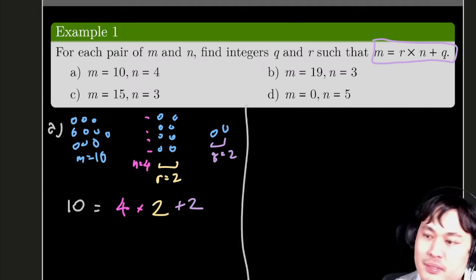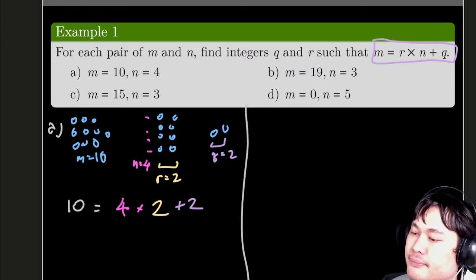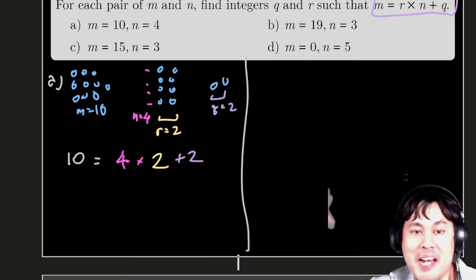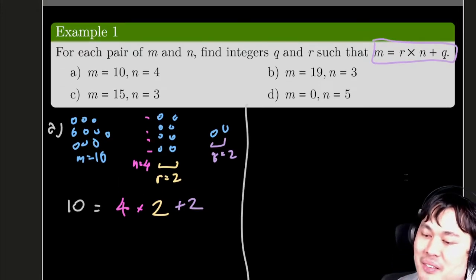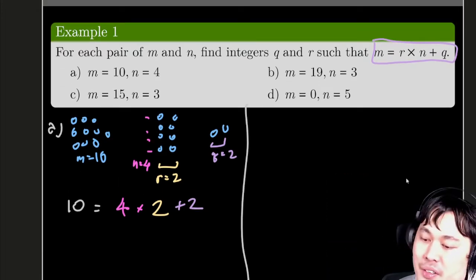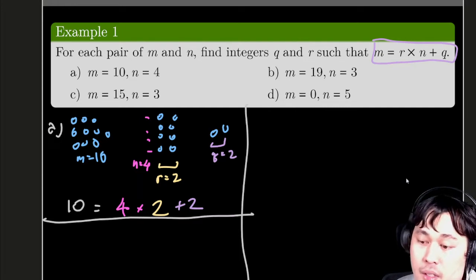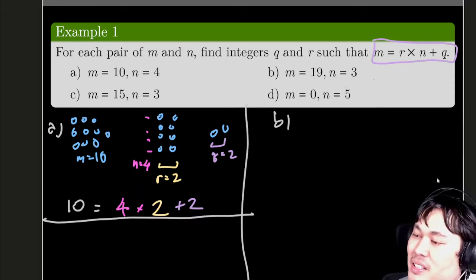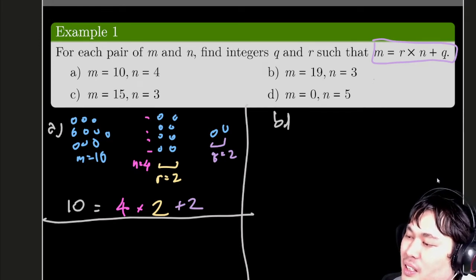That's simple. And hopefully in the future, like an hour from now, we can build upon this concept. So let's go to B. Let's go in the order on this page. M is 19 and N is 3. So again, think of 19 objects and you arrange them into 3 rows.